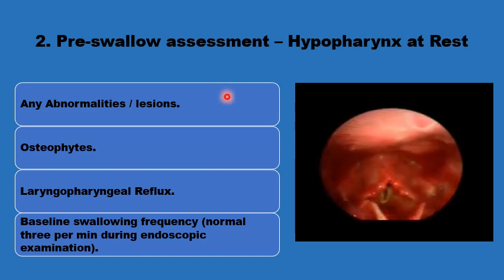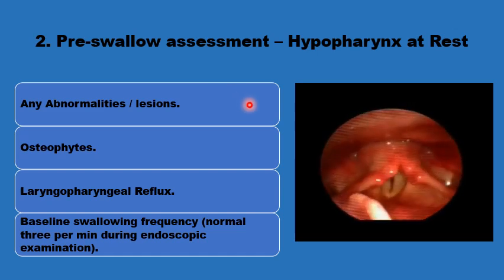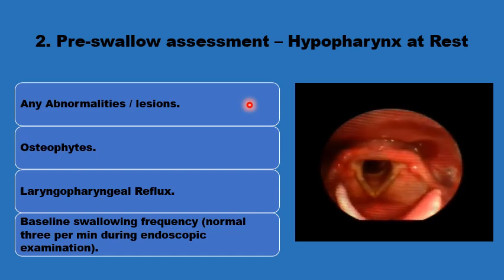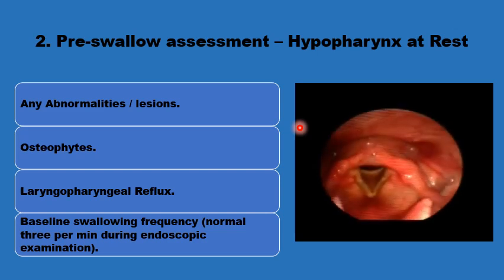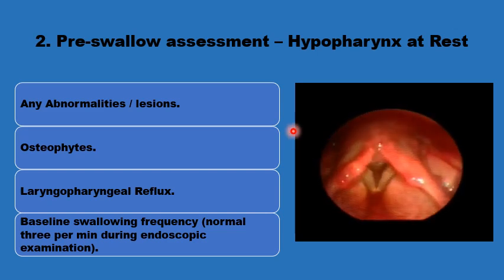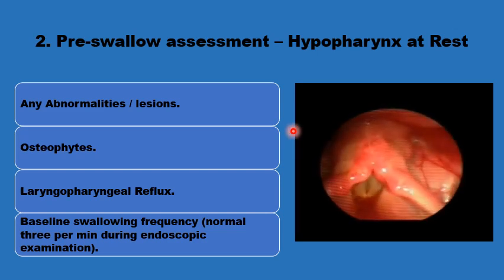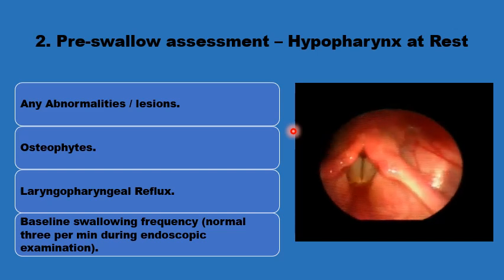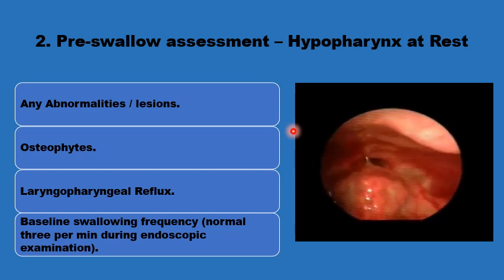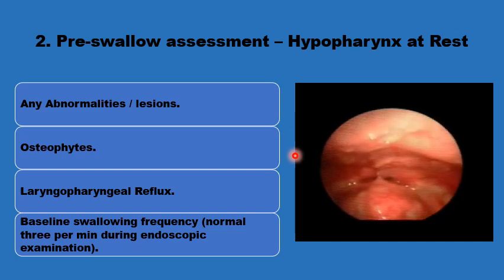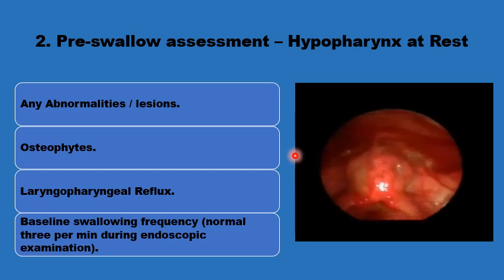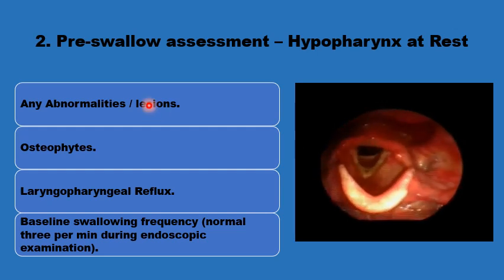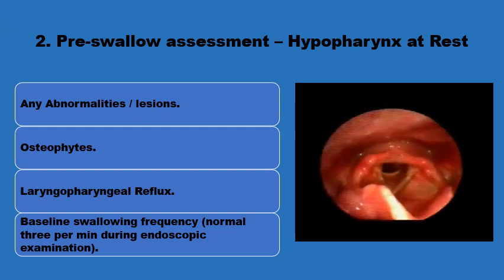We scan for any abnormalities or any lesions in the hypopharynx and the larynx, see if there are any protruding osteophytes, if there are any signs of laryngopharyngeal reflux, which may alter, for example, the laryngeal adductor reflex, and see the baseline rate of swallowing. This should be about 3 swallows per minute while the scope is inside the hypopharynx.